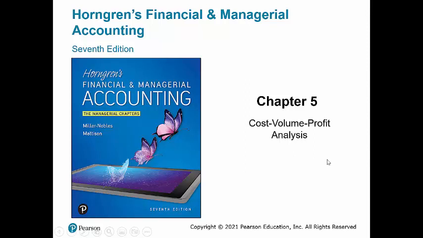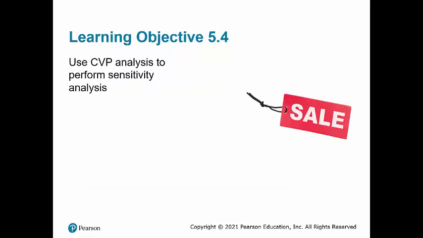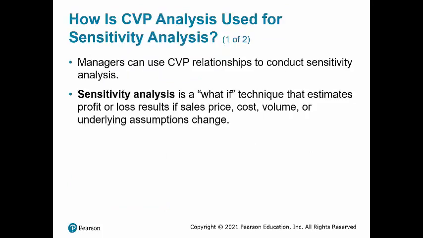This presentation is for Chapter 5, Cost Volume Profit Analysis. In Learning Objective 4, we are going to use CVP analysis to perform sensitivity analysis. Managers often want to predict how changes in sales price, cost, or volume affect their profits. Managers can use CVP relationships to conduct sensitivity analysis.